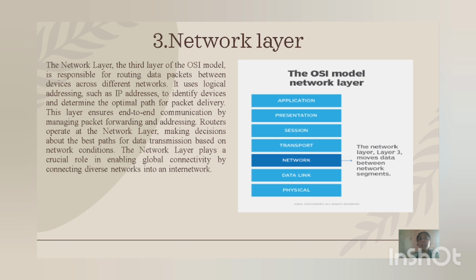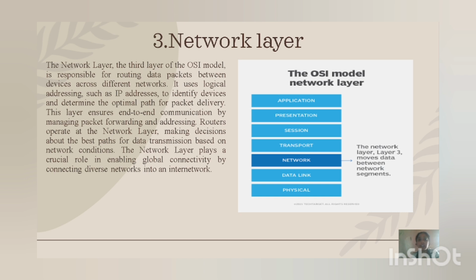For example, if you're connecting to institution Wi-Fi, you'll be having an IP address like 192.62.36, etc. So these are the network IP addresses provided for each system which is using Wi-Fi.